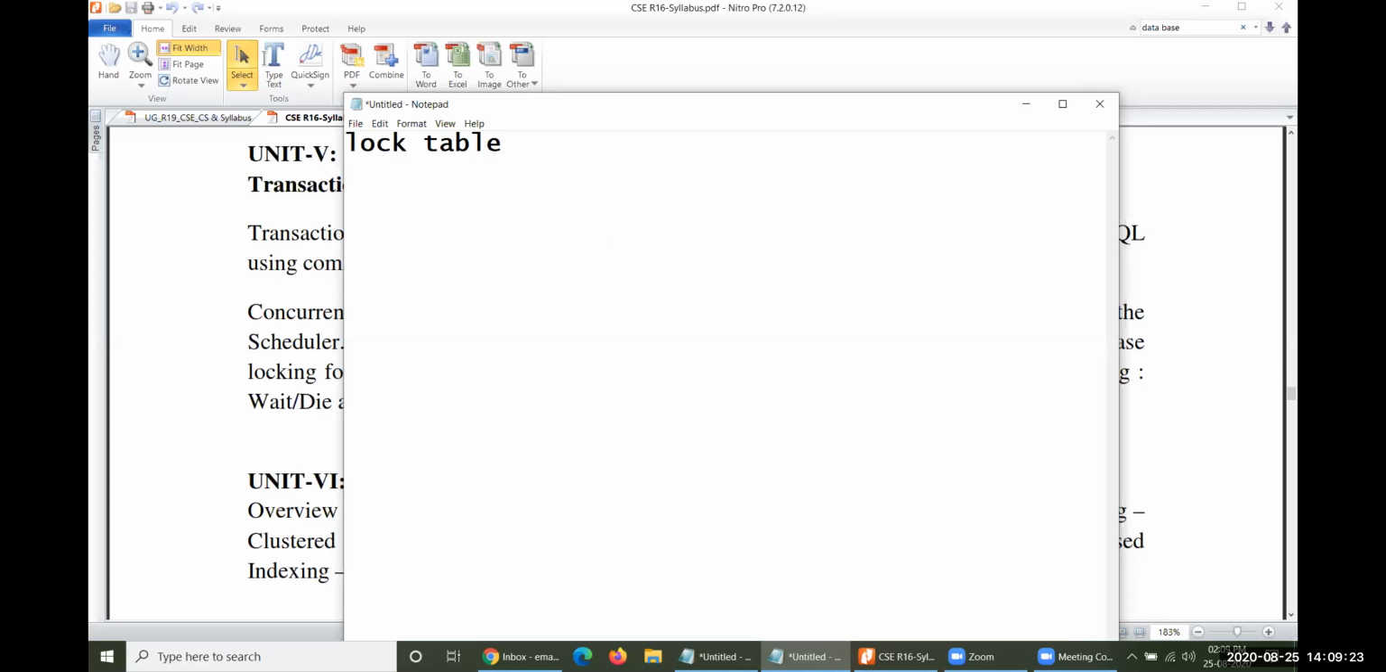So, how could you apply the lock table command? What are the premises to apply the lock table command? Let me give you this particular lock table command right now. How it could be seen here: lock table, table name, in, the keyword in, either shared mode, shared, or exclusive mode.